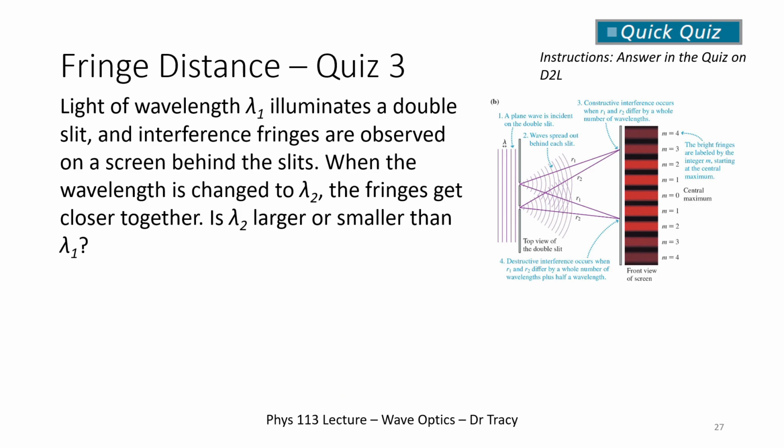So here we have another quiz to consider, and you can pause this and think about it before I give the answer. The light of wavelength lambda 1 illuminates a double slit, and interference fringes are observed on a screen behind the slits. Then you change the light source to wavelength lambda 2, and the fringes get closer together. How do the wavelengths compare to each other?